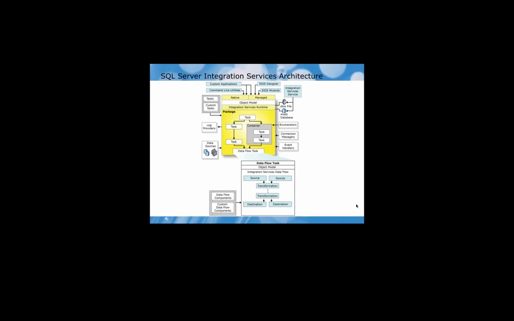Some other things that you're seeing here, of course, are the tasks showing up in the yellow area there. That's what a package contains. A package actually contains one control flow, which acts as the actual backbone of the package, with any number of tasks. And one of the most important tasks that exists in the toolbox is the data flow task. You can see that the data flow task contains any number of transformation shapes, working with one or more sources and one or more destinations. I'll show you this within BIDS, just so you have a good idea of what we're actually looking at.